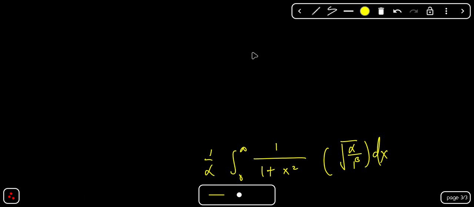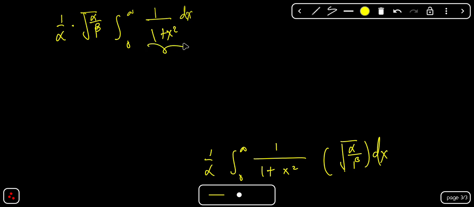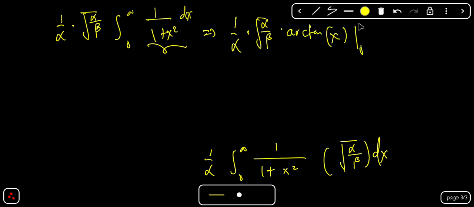So what we have now, if I bring out this constant, I'm going to have 1 over alpha multiplied by square root of alpha over beta, then multiplied by the integral from 0 to infinity of 1 over 1 plus x raised to the power of 2 dx. I already explained how to integrate this kind of integral in my videos, so I will paste the link in the description. So this will be 1 over alpha multiplied by square root of alpha over beta, then multiplied by arctan of x, from 0 to infinity.